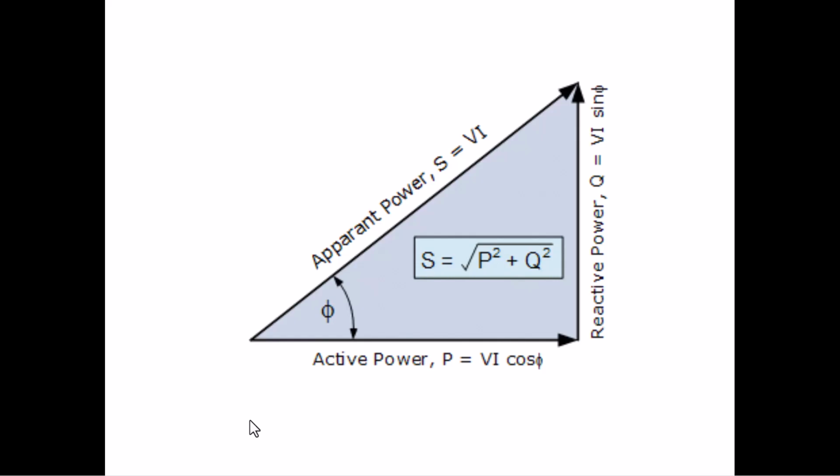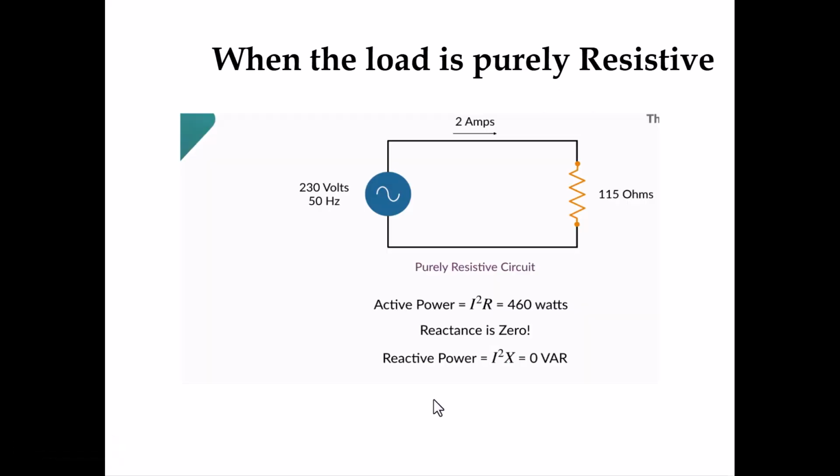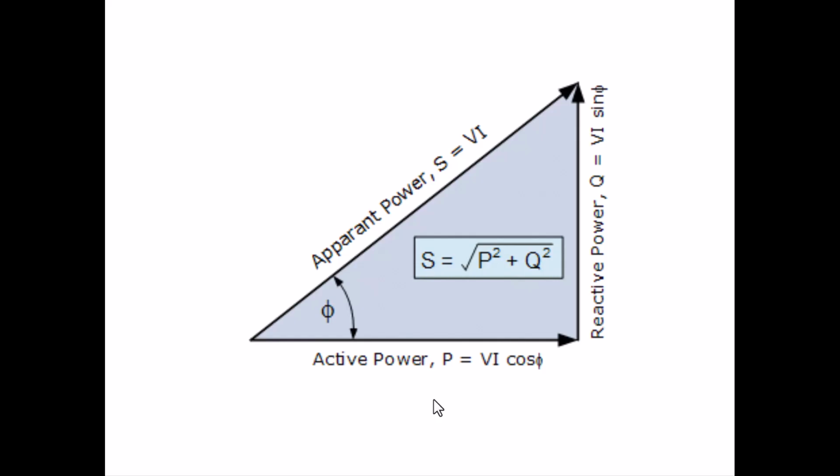This is the portion of electrical power that is actually consumed by the load to do useful work such as heating, lighting, or driving motors. Secondly, reactive power, which is measured in kilovolt amperes reactive, that is kVAR. This is the power that flows back and forth between the source and the reactive components like inductors and capacitors. It is not consumed, but it is required to maintain electric and magnetic fields essential for the operation of AC equipment.